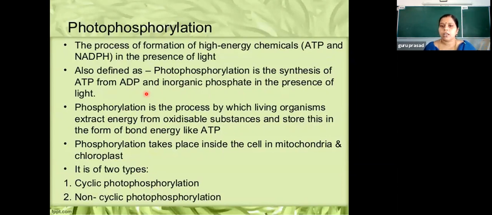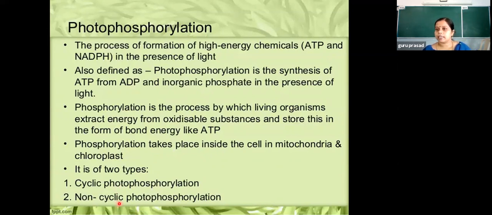Photophosphorylation. Okay, so photophosphorylation takes place in two steps, which is a major part of light reaction. Okay, so formation of ATP, high energy compounds, release of oxygen, absorption of what? Light is a major thing, and synthesis of high energy compounds are the major part of the light reaction. Okay, which takes place in two steps, that is cyclic photophosphorylation and non-cyclic photophosphorylation.